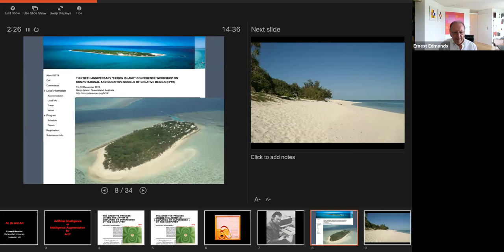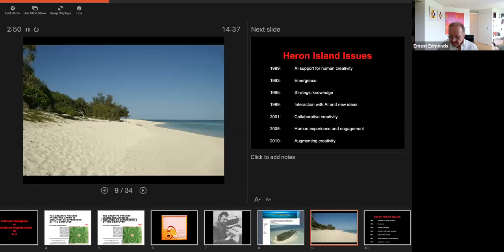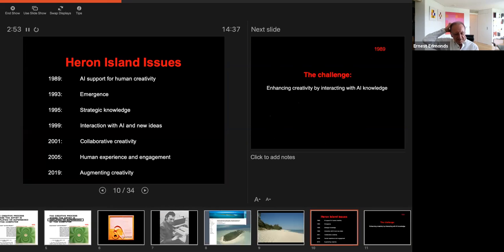But I built it around a whole series of meetings that were held on this Great Barrier Reef island over the years. Just 18 months ago, we had our 30th anniversary get-together where we compared notes on what had happened over that 30 years on this island, where we, of course, sat on the beach, but also discussed important issues. And these are the themes of the papers that I presented at that series of workshops on Heron Island over the years. And you can see that they all are around the same topic.